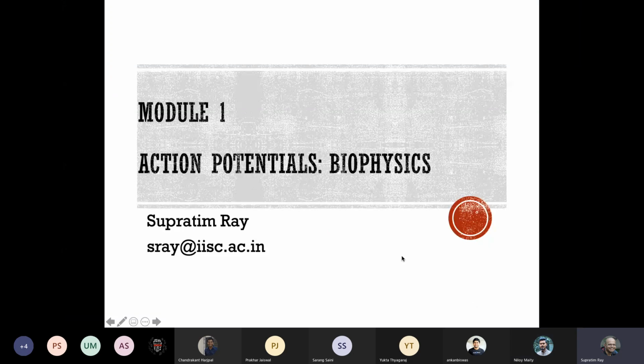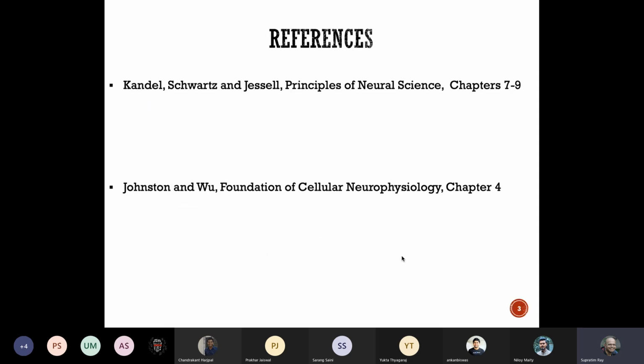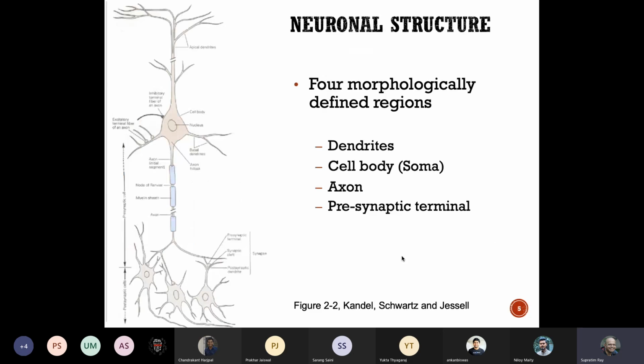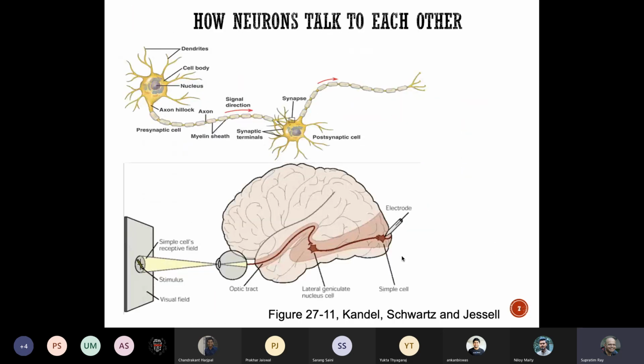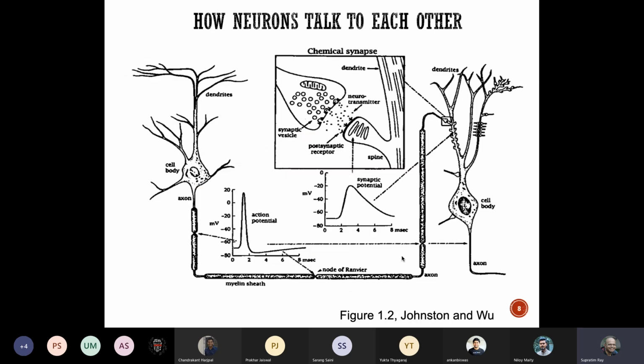Okay, so a very quick recap of what we have been doing for the past two classes. We started talking about the biophysics of action potentials. We talked about the structure of a neuron and how a neuron passes information to another neuron.